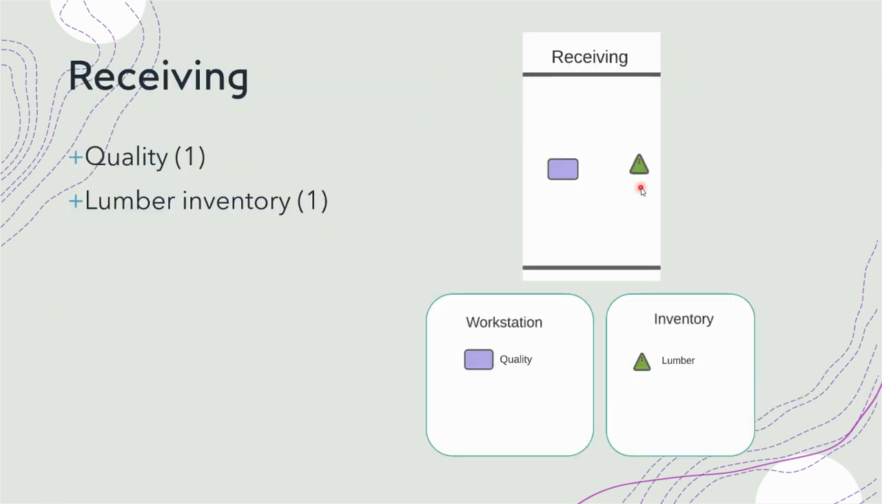So let's start with the receiving section. It is composed of a quality workstation and a lumber inventory. In this area, all products and raw material are received from the providers. It is represented as a source, servers, and inventory in the Simio model.